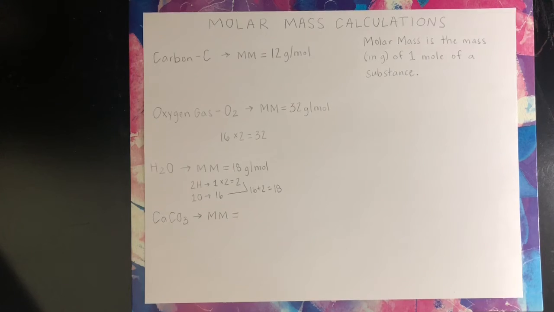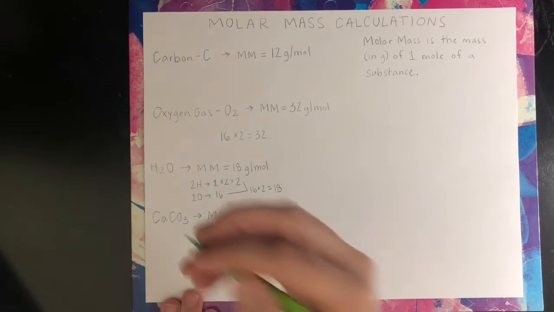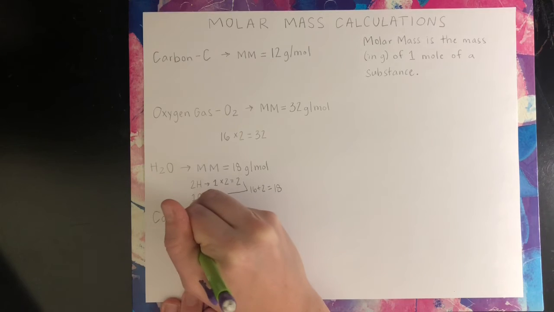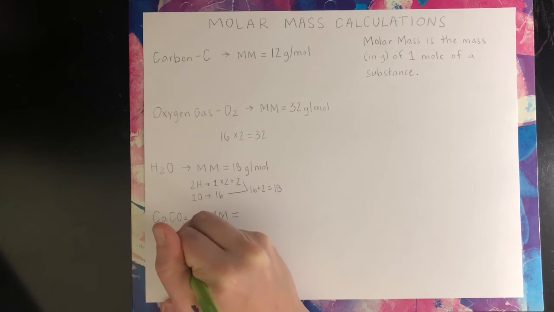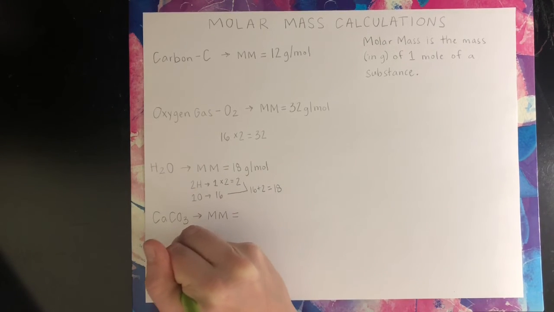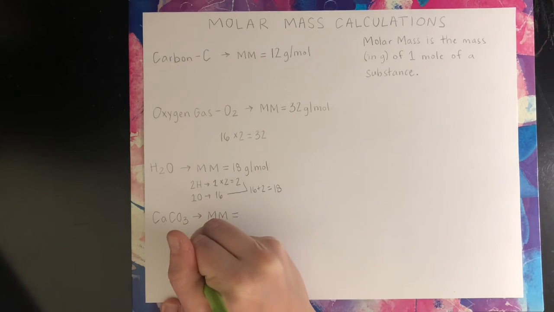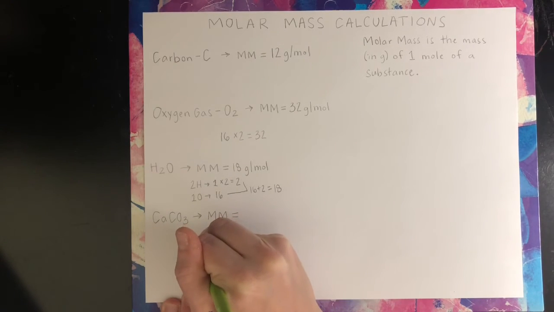And then for this last one, this is calcium carbonate. So this is an ionic compound. We would not call it a molecule. But for this compound, I've got 3 different atoms. I've got 1 atom of calcium, 1 atom of carbon, and 3 atoms of oxygen.